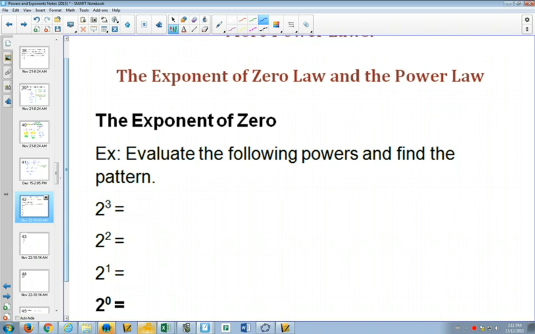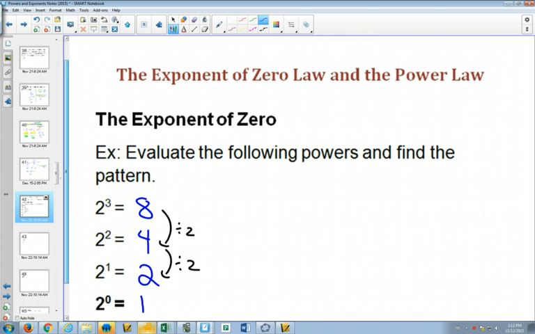So now if we look at what happens when we do 2 cubed, we get 8. When we do 2 squared, we get 4. When we get 2 to the 1, it's just 2. Do you see a pattern here? It's halving, or you're dividing by 2, right? Halving is the same as dividing by 2. What happens if I divide by 2 again? What's 2 divided by 2? 1. 2 to the 0 is equal to 1.